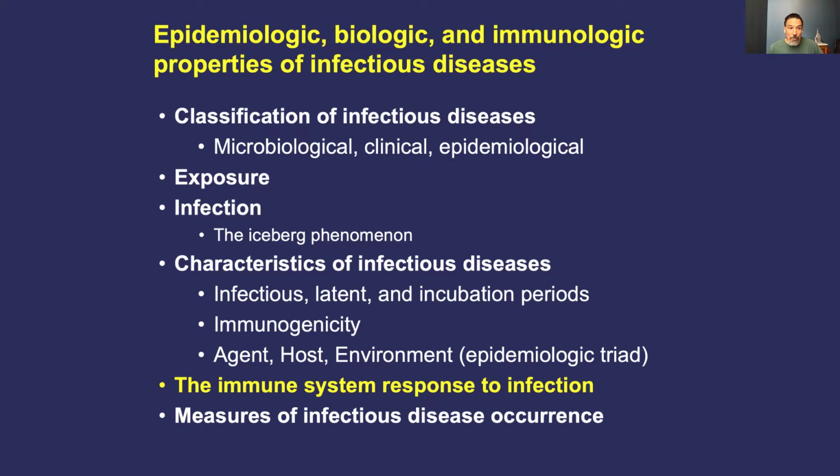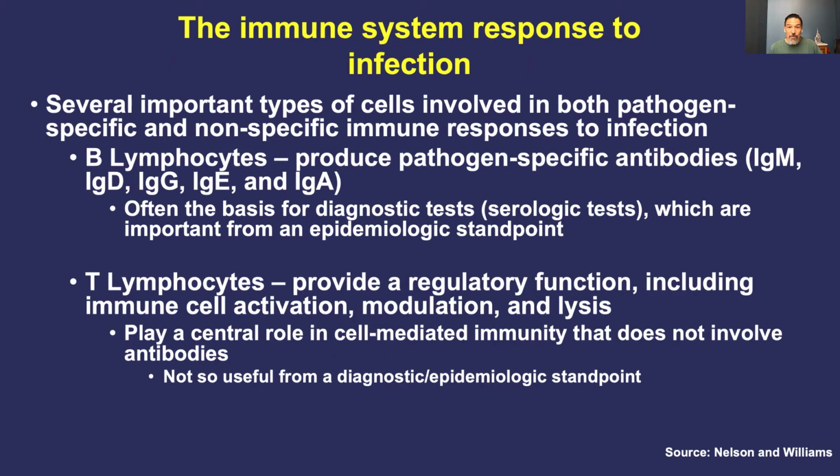So the next part is discussing issues related to the immune system's response to infection. The immune system is involved in all infections, and there are really different cell types that can play a role in both pathogen-specific and non-specific immune system responses to infection. B lymphocytes produce pathogen-specific antibodies called IgM, IgD, IgG, IgE, and IgA. The Ig stands for immunoglobulin.